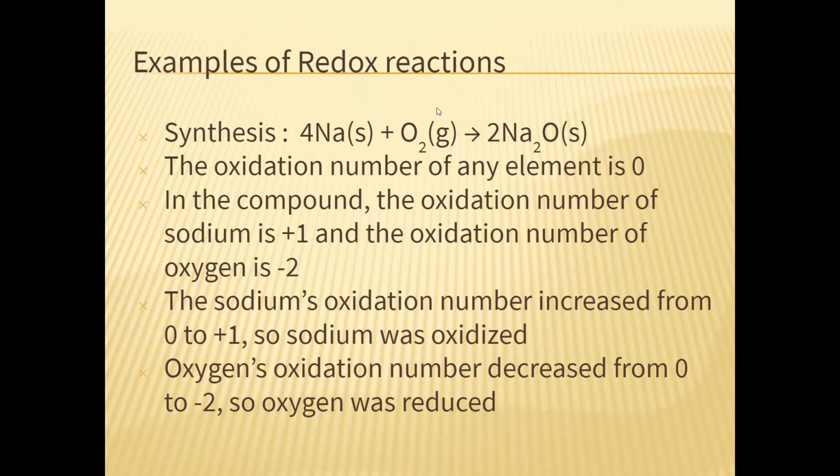So if we look from reactants to products, the sodium's oxidation number went from 0 to +1. The oxidation number increased. Sodium was oxidized. Oxygen's oxidation number went from 0 to a -2. It decreased. And so oxygen is being reduced. One of the reasons why they call this process oxidation is that oxygen is really good about oxidizing other substances. So in other words, oxygen likes to gain electrons from other things. And so the substance it's gaining electrons from will be oxidized and it will be reduced in the redox reaction.